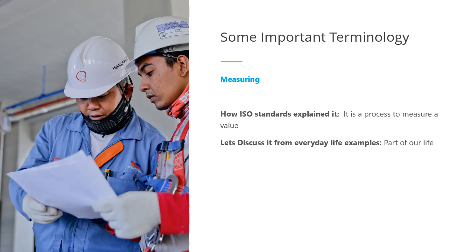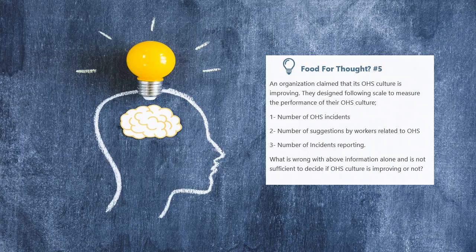Another organization may have a different scale to measure the same performance area. So here is another food for thought. An organization claimed that its OHS culture is improving. They designed the following scale to measure the performance of their OHS culture. Number of OHS incidents, number of suggestions by workers related to OHS, number of incident reporting. What do you think is wrong with the above information alone and is not sufficient to decide if OHS culture is improving or not? Pause this slide and think of the answer before I explain.